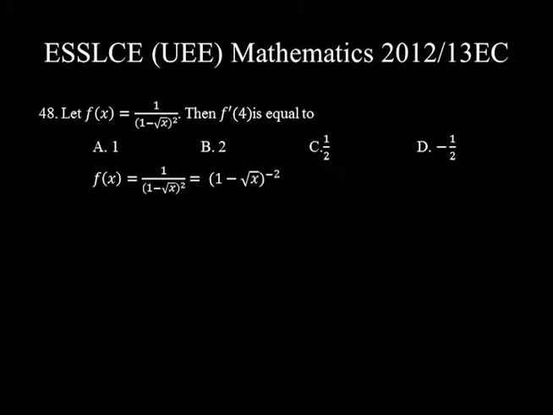Then let's determine f derivative of x. F derivative of x is equal to taking -2 to the front, times -2 times 1 minus square root of x to the power of -2 minus 1, times the derivative of the expression inside the bracket, that means the derivative of 1 minus square root of x.